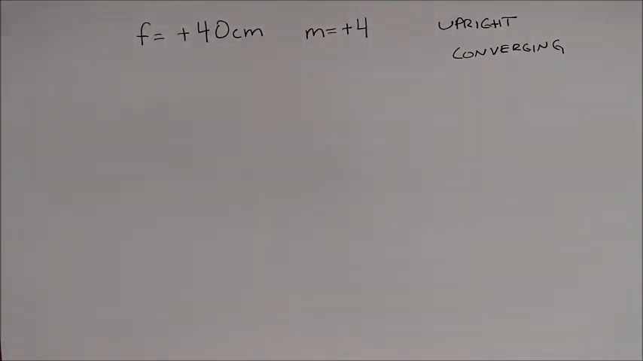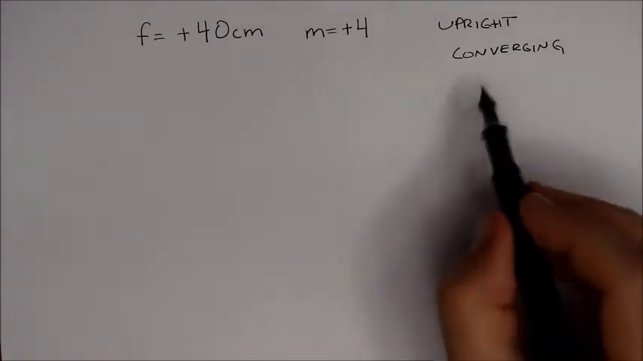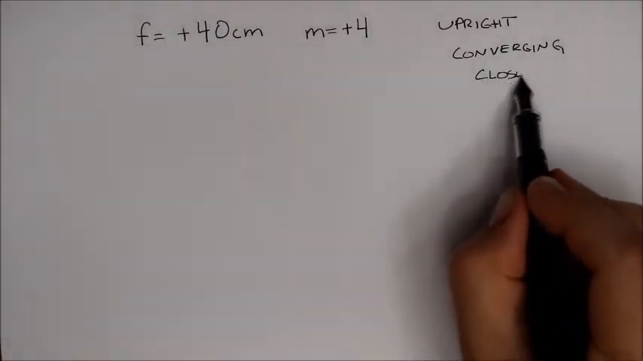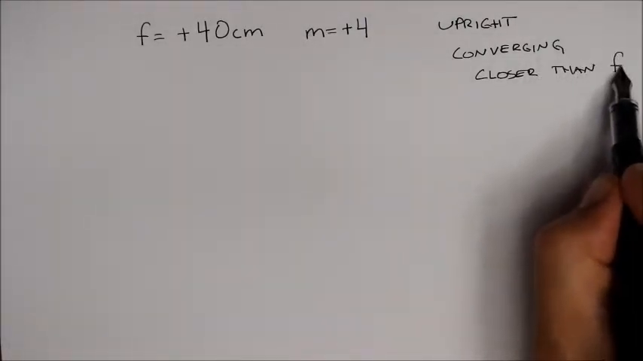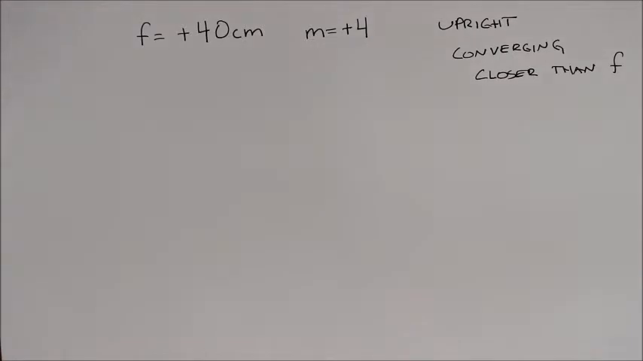We also know that with a converging lens, to get an upright image, we want to be closer than the focal point. We actually don't need to know this. When we work out the math, we'll see that gets it to us automatically.